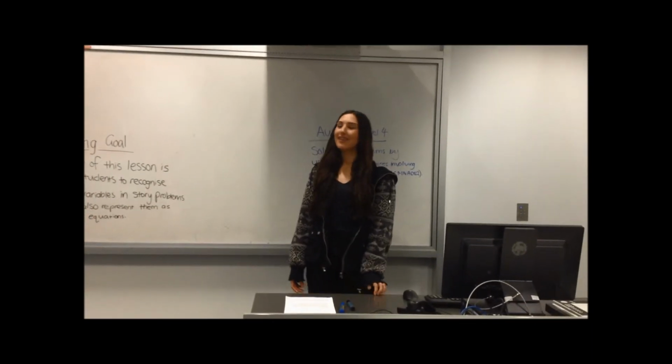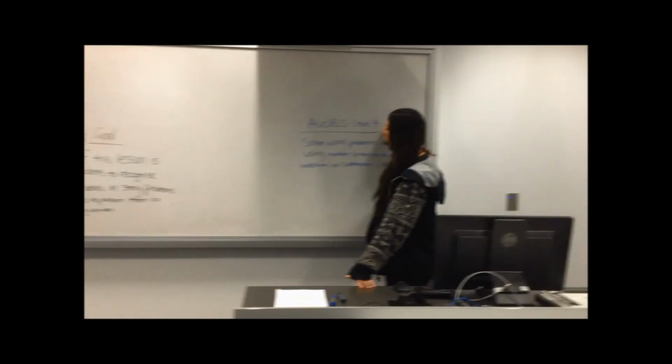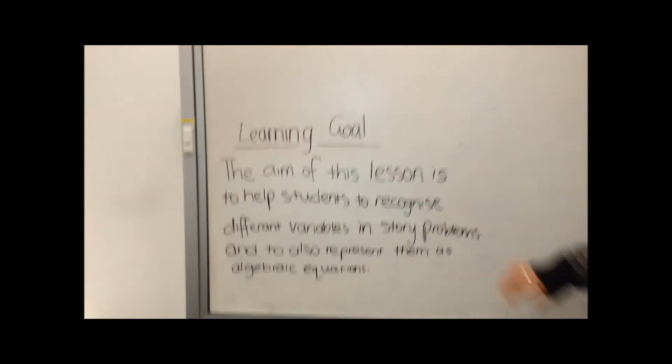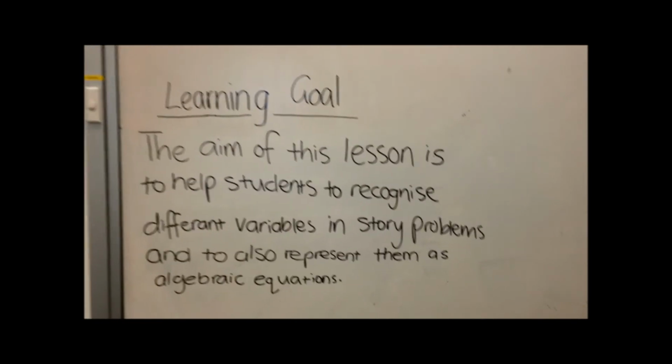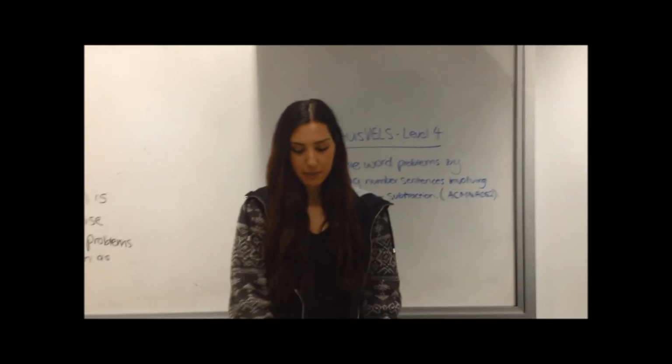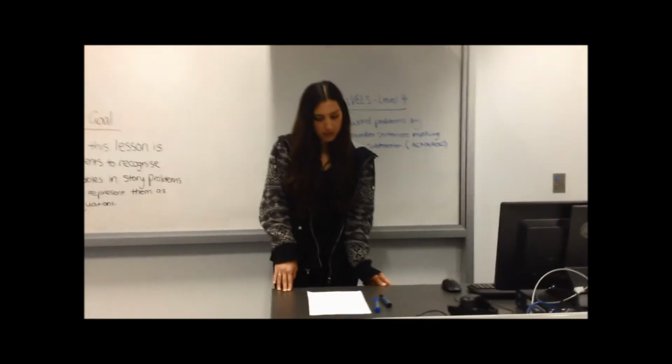Hi everyone, to be doing Ausval's level 4, and the learning goal for this lesson is to help students to recognise different variables in story problems and to also represent them as algebraic equations. According to Ausval's, at this level, students are expected to understand and make connections between representations of numbers, partitioning and combining numbers flexibly, extending place value to decimals, using appropriate language to communicate times, and describing properties of symmetrical shapes.